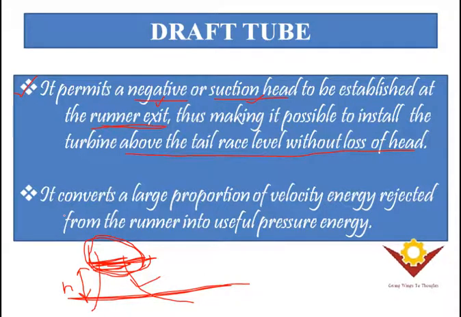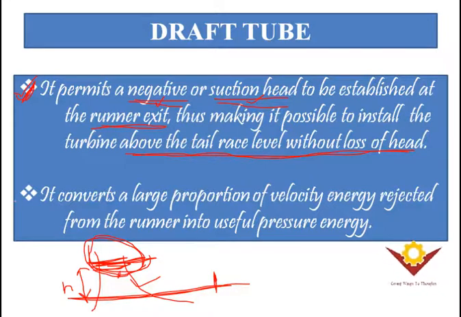And moreover, by placing this draft tube, from this one definition, we have two benefits. The first one is, you can mount your turbine above the tail race level without any loss of head, and moreover it can create a negative or suction head which will increase the pressure difference between your tail race and the runner exit.